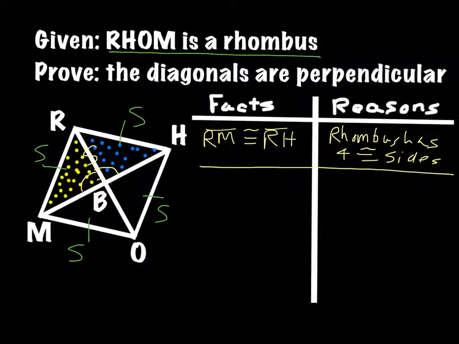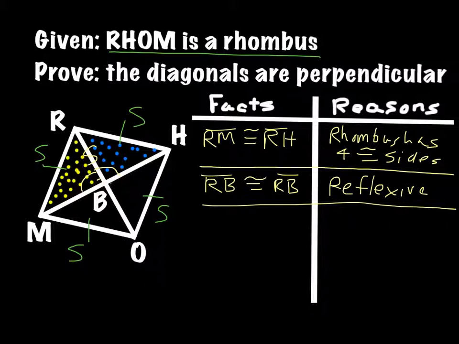Do you see the reflexive property happening again? I do. RB is equal to RB because of the reflexive property. So that gives me two sides that match up with two sides. I just need one other part in both triangles. There's a couple ways I could finish the question. I could say that BM and BH are the same because a rhombus is a parallelogram and a parallelogram has diagonals that bisect each other.